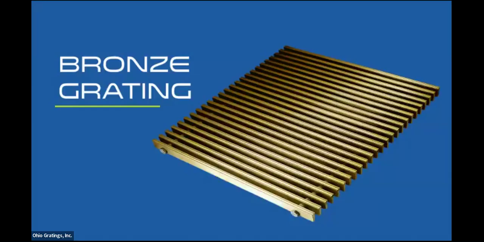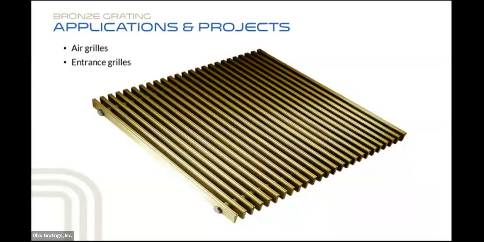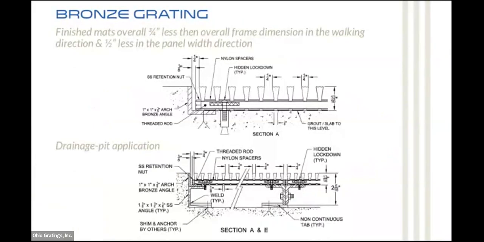Let's talk quickly about bronze grating. Again, it's another application that's really versatile. It's just another architectural alloy, similar to other alloys that are available. You can use bronze grating in a variety of applications. We do have typical architectural bronze, which is C385 alloy that's used in the industry. Again, this can be used in air grills, entrance grills, and other applications as well.